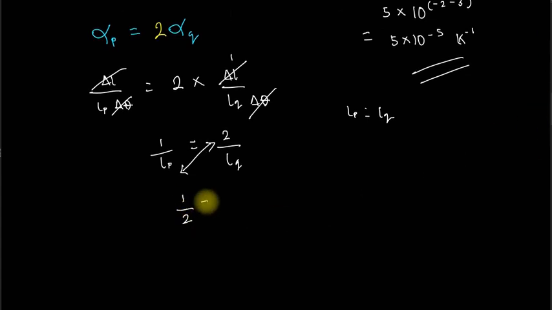So we have 1 over 2 is equals to LP over LQ. Therefore, the ratio is what? 1 ratio 2. This is our final answer. Okay, so on to the next question.